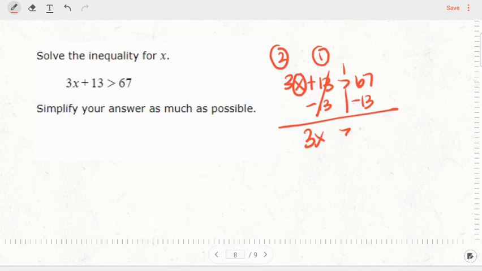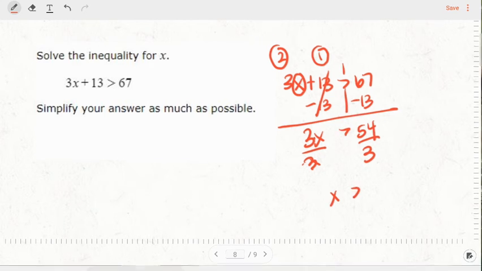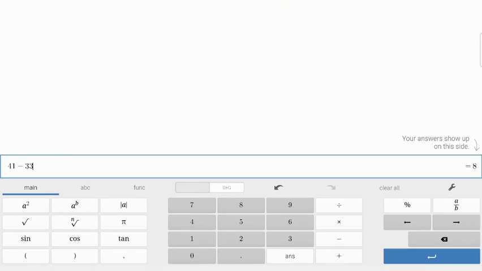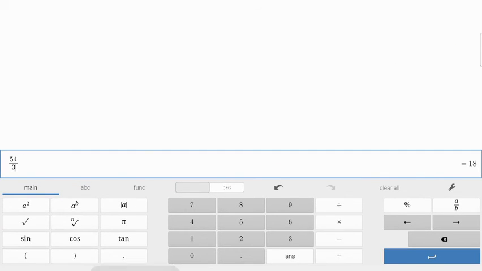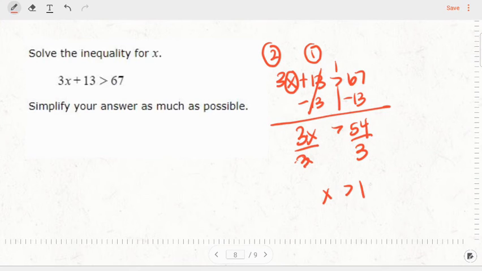67 minus 13 is 54. And to get x by itself, I'm going to divide by 3, since it's multiplication. Now, did I divide by a negative? Nope. So my sign's going to stay the same. And 54 divided by 3, let's clear that, is 18. So my answer is x is greater than 18.